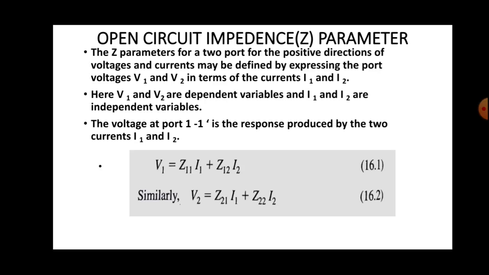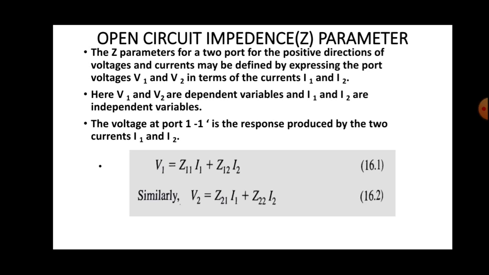Now we are going to discuss the parameters of the two-port network. There are different parameters such as impedance parameters, admittance parameters, transmission parameters and hybrid parameters. In this session we will discuss the impedance parameters, or Z parameters. The impedance parameters are obtained by open circuiting the terminals, so that is why they are called open circuit impedance parameters. So we will now study the Z parameters.